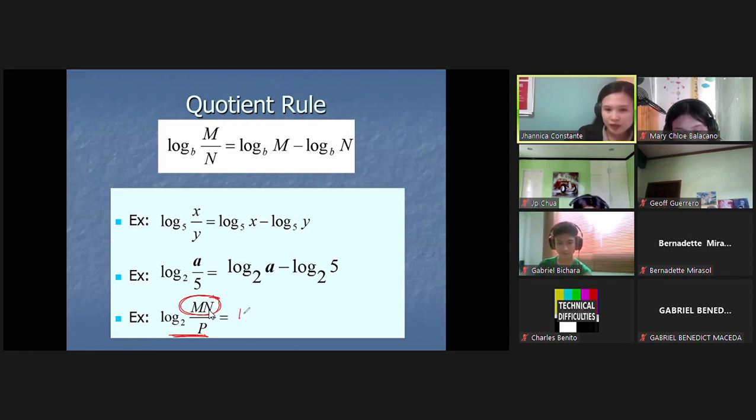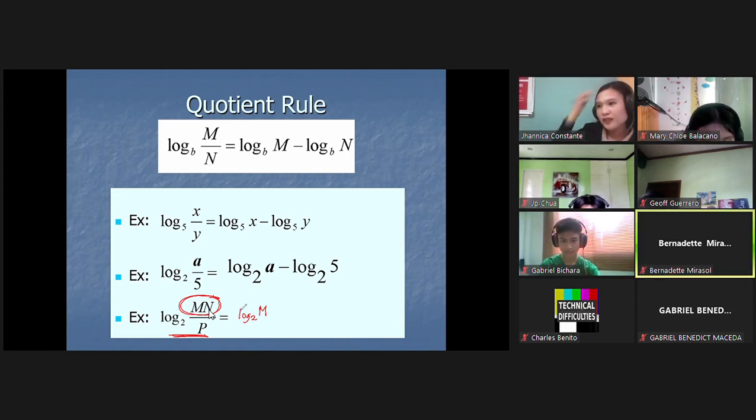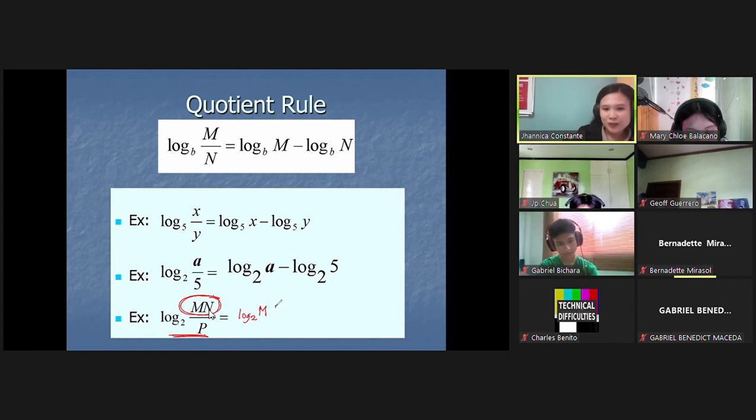We have logarithmic 2m. What operation is involved in our product rule? Plus. Plus the logarithmic 2n minus logarithmic 2p. That is the expansion of the logarithmic function 2mn over p.